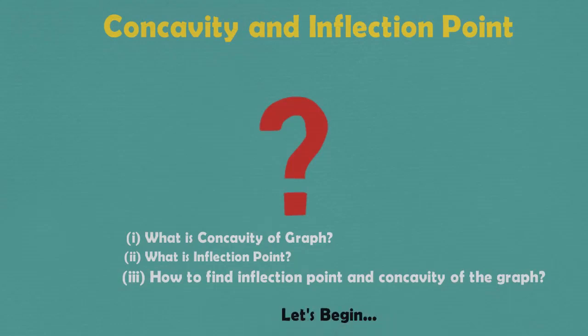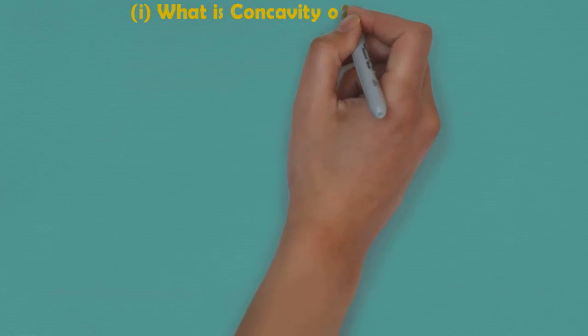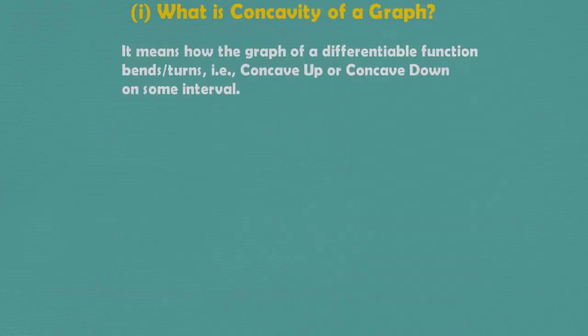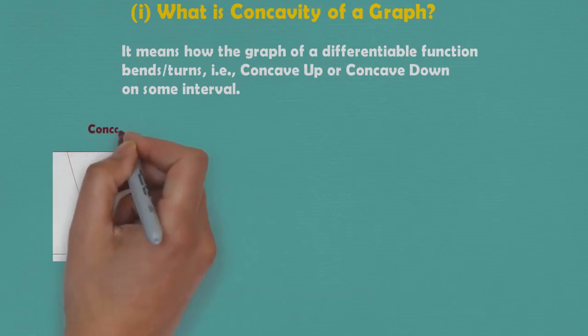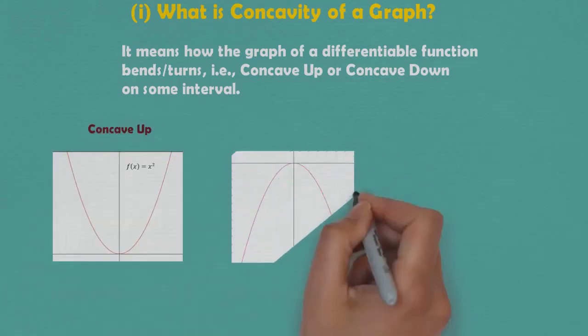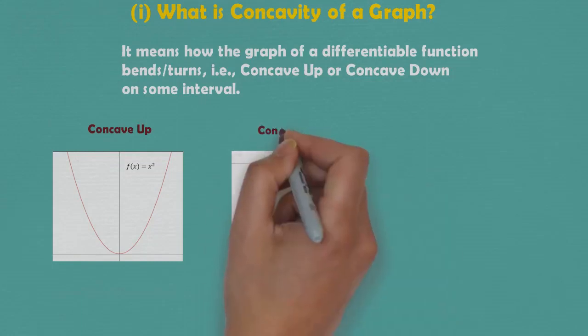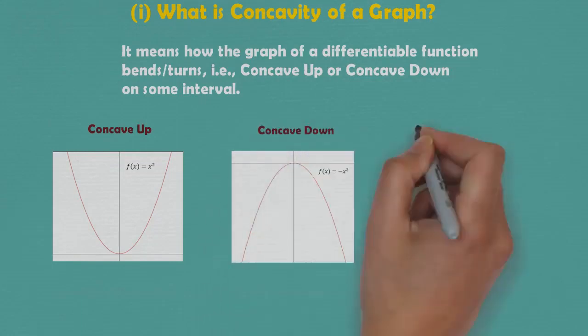So let's begin. So what does concavity of graph mean? It means how the graph of a differentiable function bends or turns. That is, where it is concave up and where it is concave down. For example, the graph of x square is concave up, which is just like a cup in upright position. And the graph of minus x square is concave down, which is a cup in upside down position.